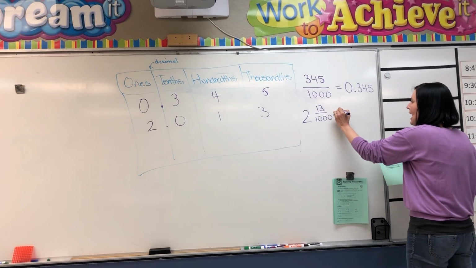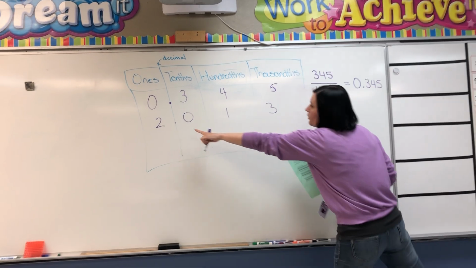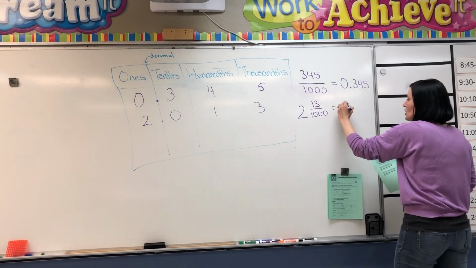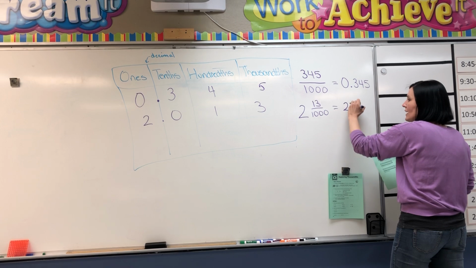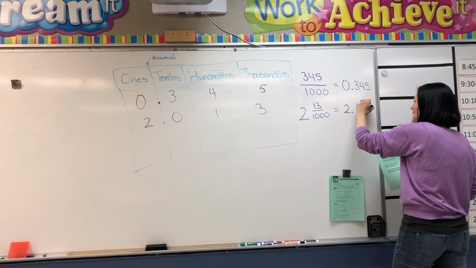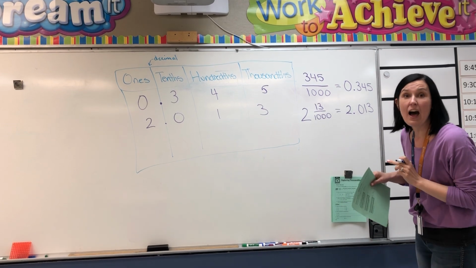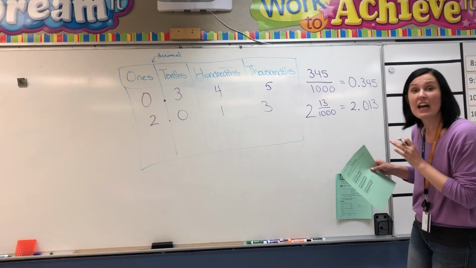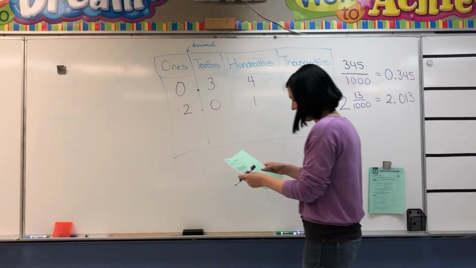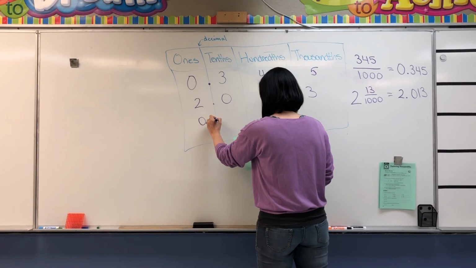Okay, so that as a decimal, we'll follow along in our place value chart. It's actually 2 decimal 0 1 3. 2 and 13 thousandths. Can you hear me over the construction? Right, let's move on to our next one.